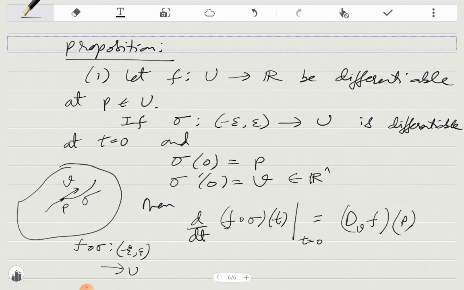It is also equal to f prime P as a linear transformation acting on the vector V, and it is also equal to the inner product of the gradient of f at P with V.